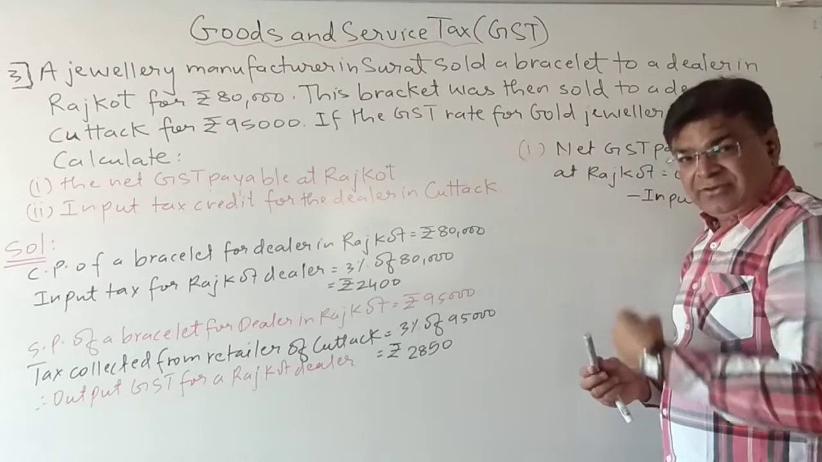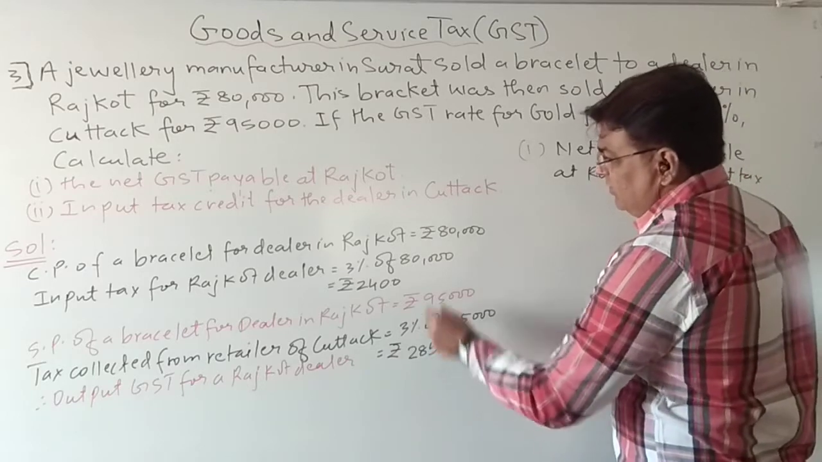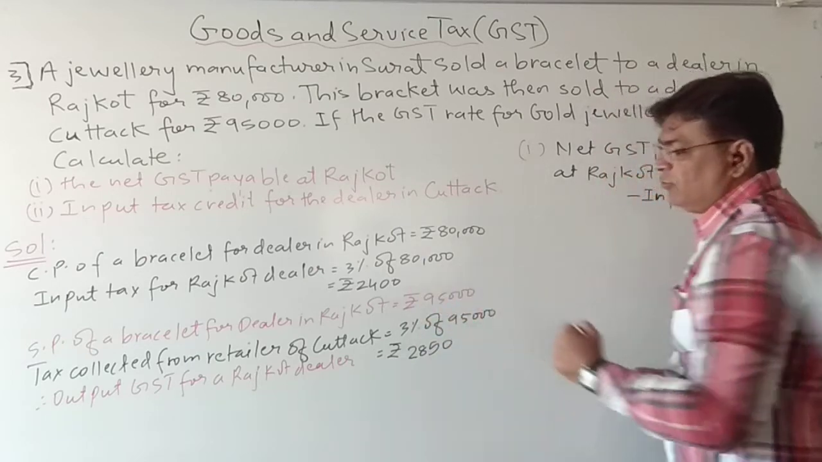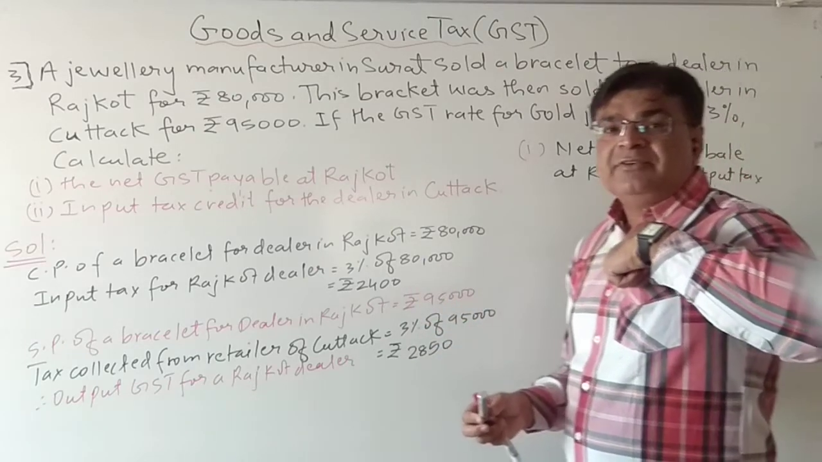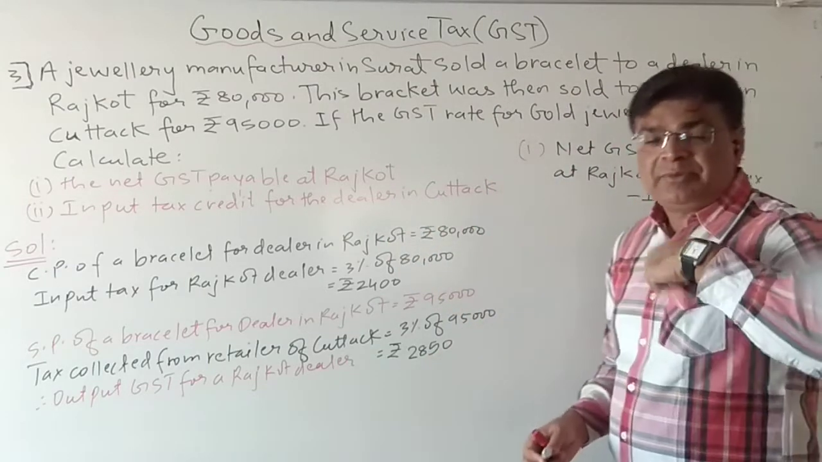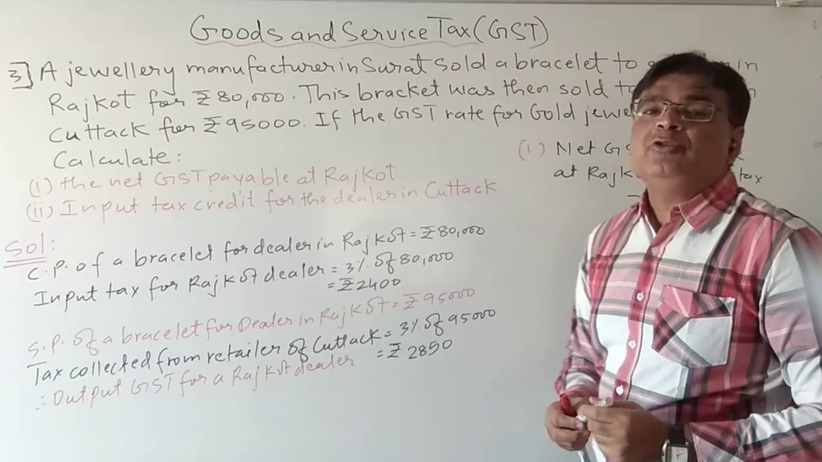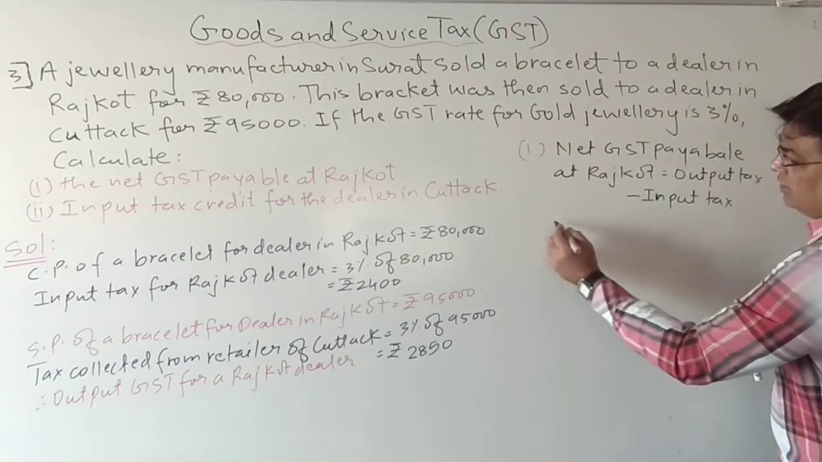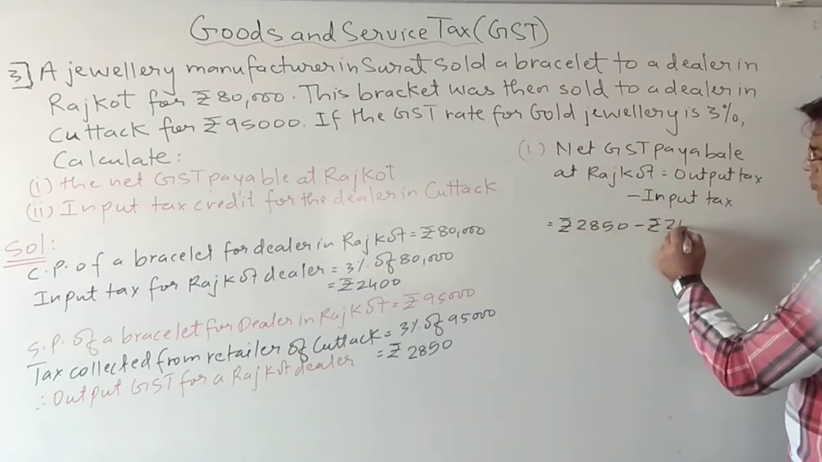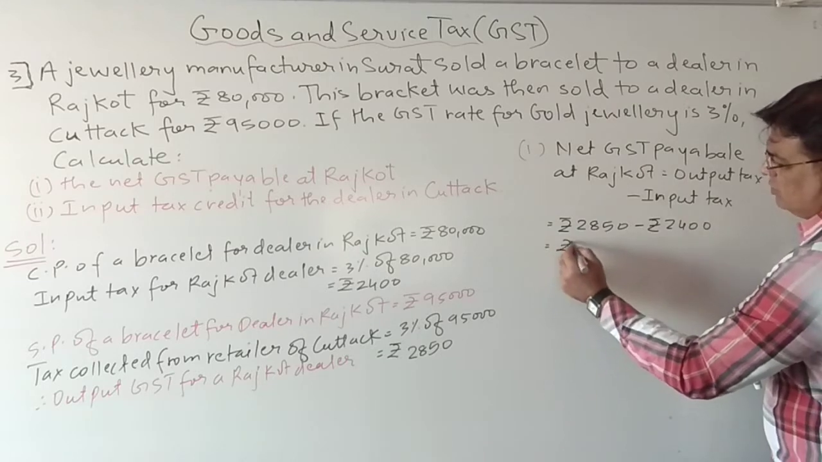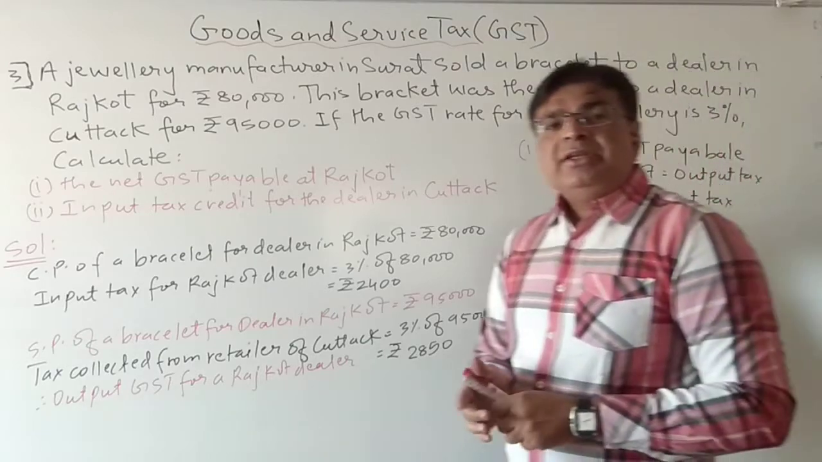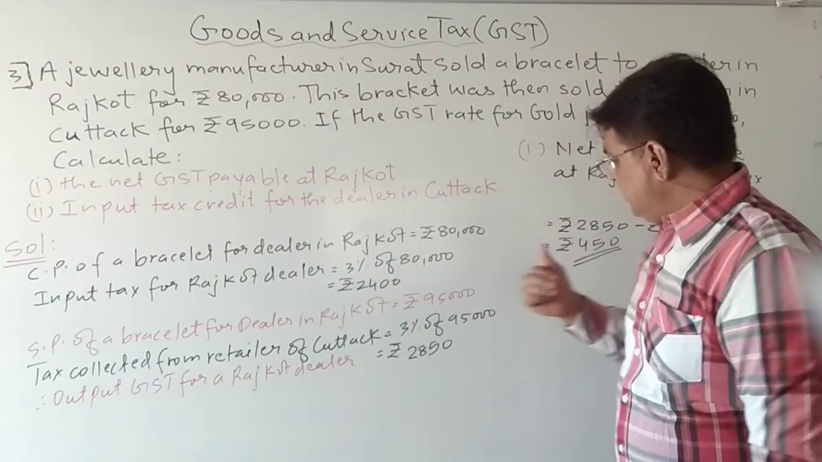So whatever tax he will collect from the retailer, this much he will give from this 2850. 2400 the Rajkot dealer has given from his pocket to the government. So when he gets the tax, first of all 2400 he will keep in his pocket, and then the remaining he will give to the government. So that will be rupees 2850 minus rupees 2400. So that is rupees 450. Okay students, so the net GST payable at Rajkot is 450.